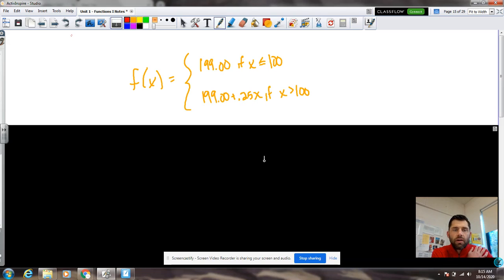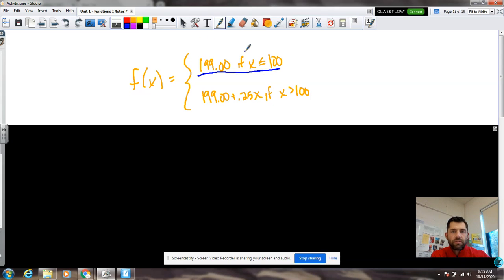All right, so let's say it's $199 a month. So f of x is our cost as a function of miles. Maybe I should have used different variables there, but that's all right. So the function says that if we drive less than or equal to 100 miles, it's just a flat rate of $199 per month. But if we go over that 100 miles, now we're paying the $199 plus 25 cents per mile over the 100.